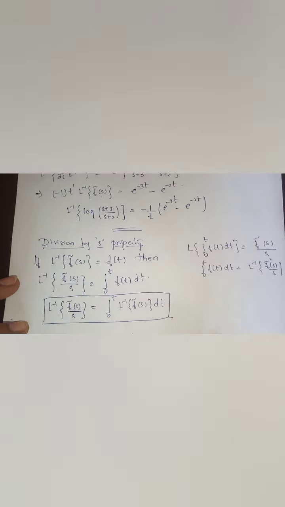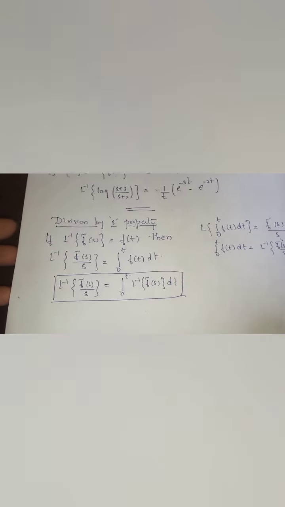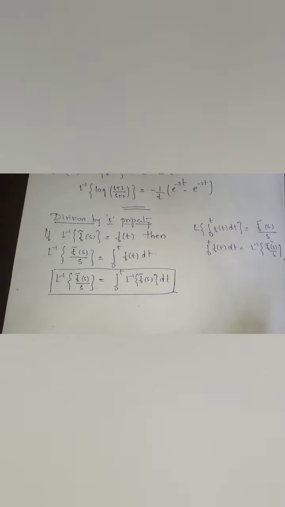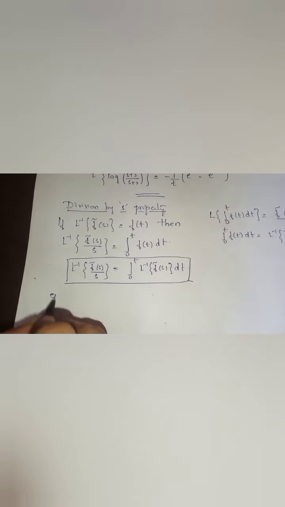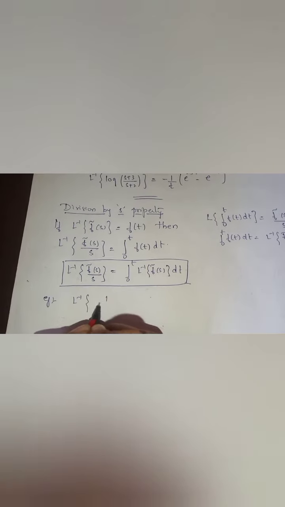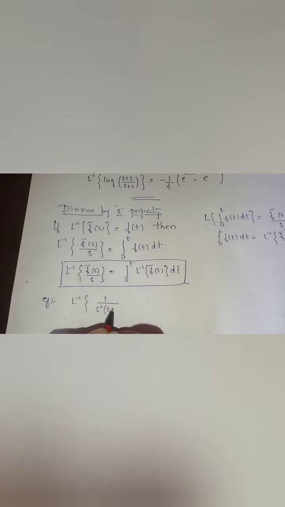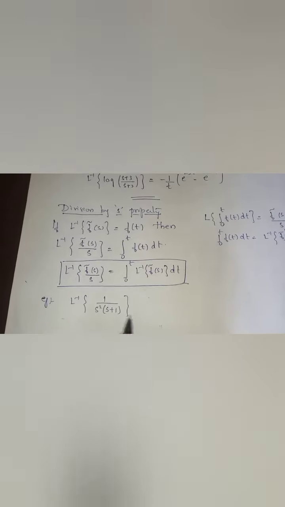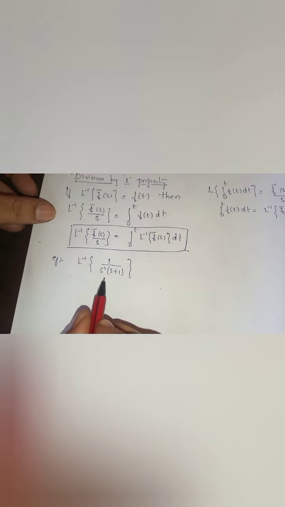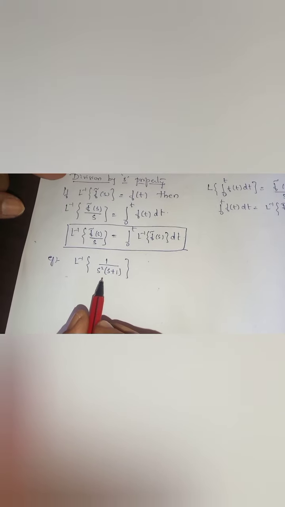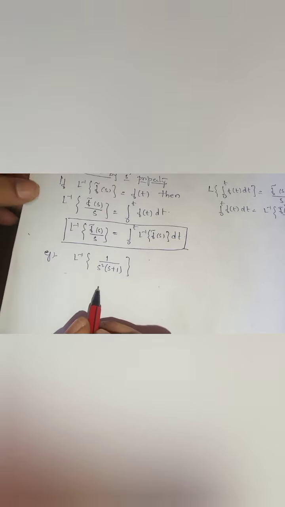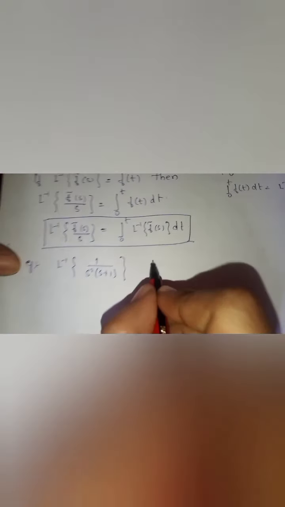So you can use this property, or if you want, you can use partial fractions. For example, if you have a question of the form Laplace inverse of 1 by s square into s plus 1, here you can use partial fractions, or you can even use the property of division by s. Here it is divided by s 2 times because here it is s square. So first you have to choose your f bar of s here.